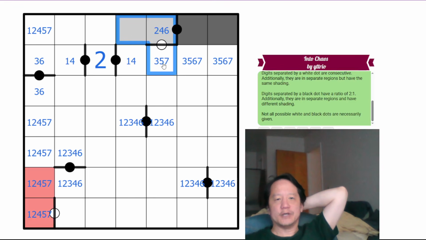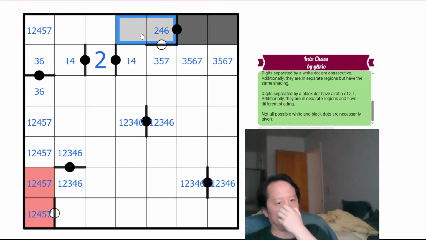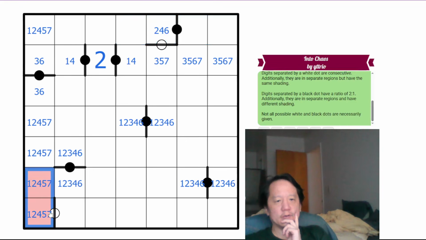These are all the same shading because this is the same region here. So since these are all the same shading, this must be different shading. Okay, let's just do shading right now. So this is the same shading. This has to go out as a region.